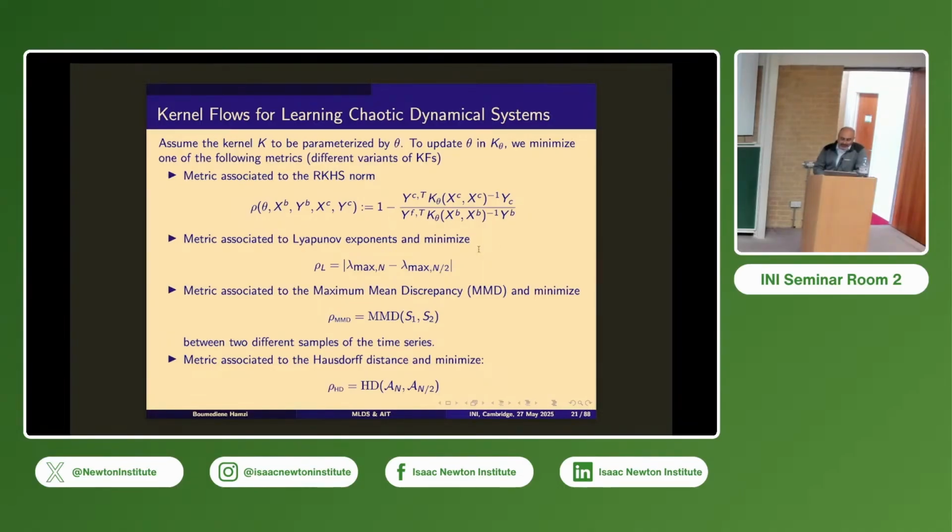Second metric: here we say that a kernel is good if the approximation of the maximal Lyapunov exponent with capital N points versus capital N over 2 points doesn't change much. But we can also introduce other Lyapunov exponents if you are interested in other qualitative behavior, not necessarily only the very long-term one, but also maybe short-term. So this is short-term, this is long-term.